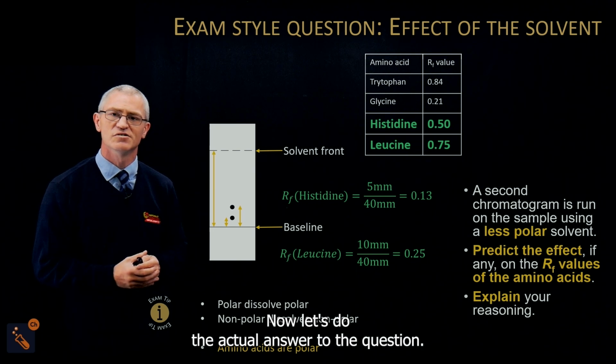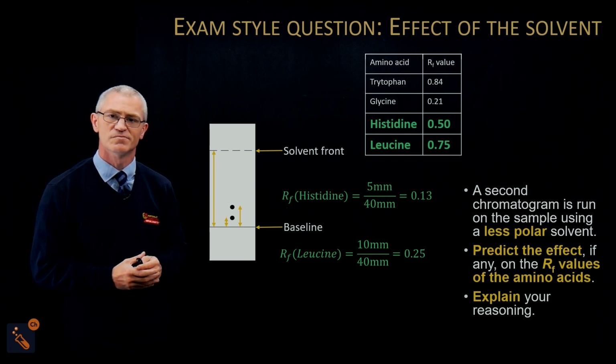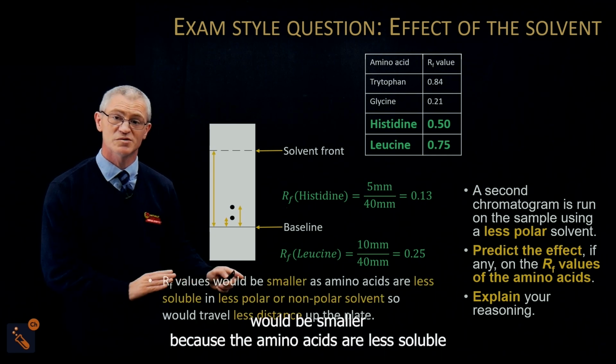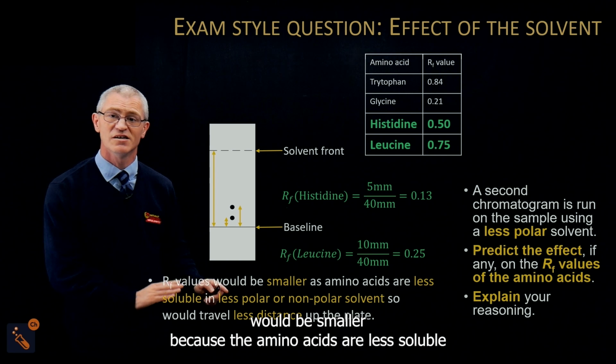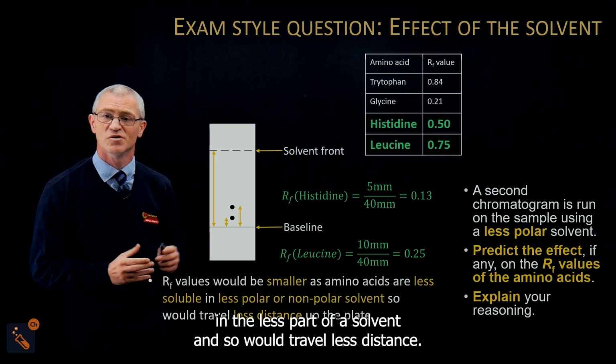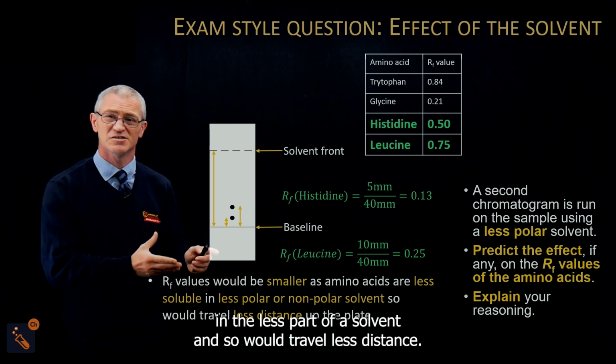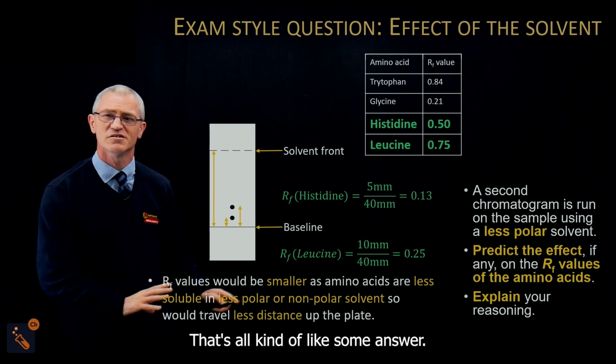Now, let's do the actual answer to the question. So, first thing is, the RF values would be smaller because the amino acids are less soluble in the less polar or non-polar solvent, and so would travel less distance up the plate. That's our kind of exam answer.